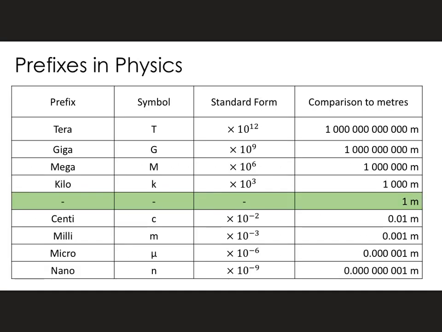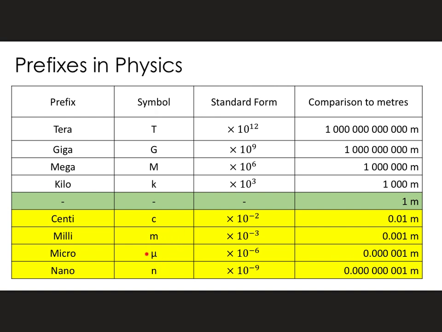This is a table showing all the prefixes you need to use in physics. Today we're going to mainly focus on the bottom area and look in particular at centi, milli, micro and nano. I've highlighted the ones that we're going to focus on. So you can see that centimetres are 100th of a metre, so times 10 to the minus 2, or 0.01 metres, and you use the lowercase c to represent centi. A millimetre has a lowercase m, and it's times 10 to the minus 3, and it's 0.001 metres.